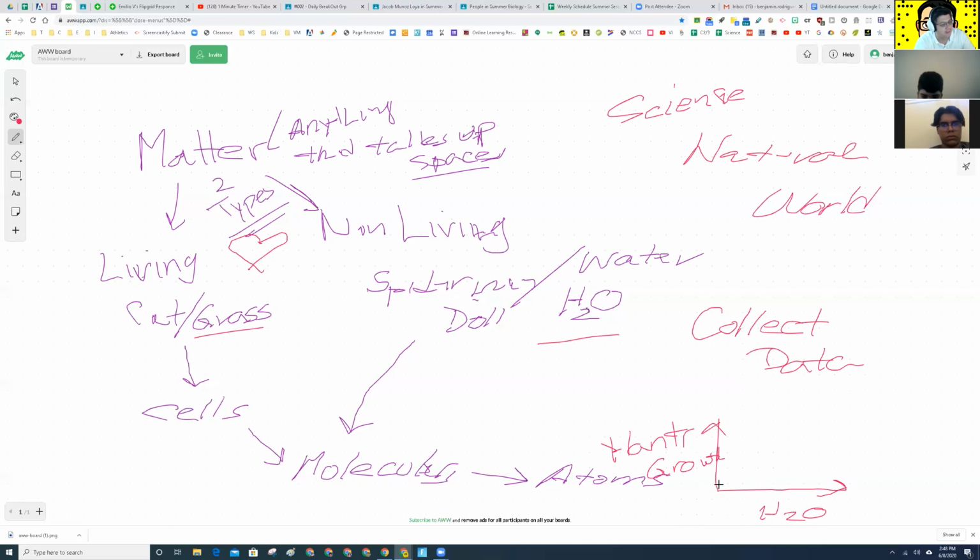What is it? More water means more plant growth, right? The more water, the more the plants grow. That's what scientists figured out by collecting data. They figured out this relationship that exists between grass or plants and water.